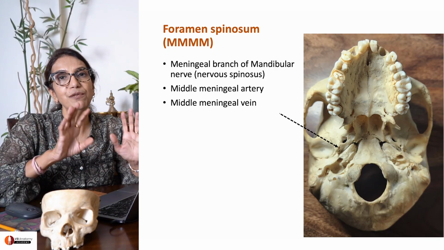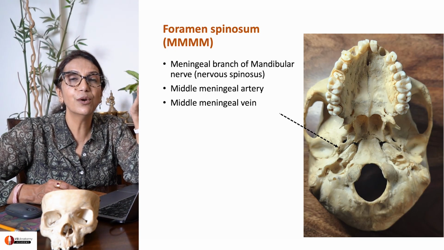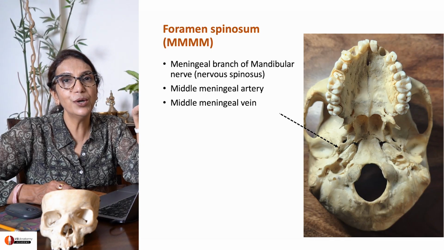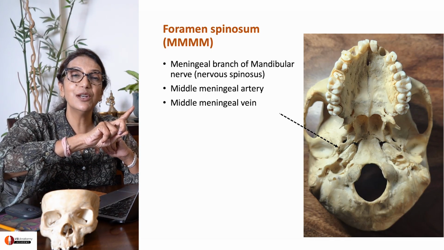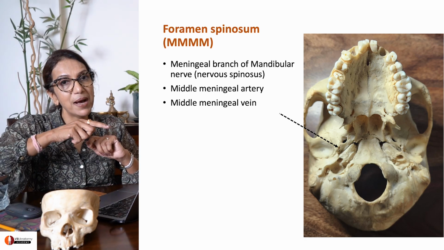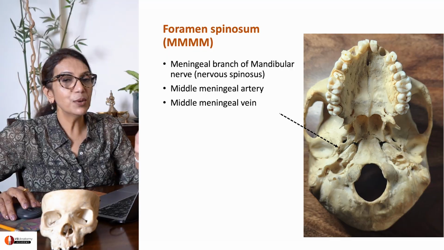Mandibular nerve comes out of foramen ovale in a big hurry, okay? And then realizes, oh, I forgot to supply the meninges. So what it does is it gives a little branch that passes through the window. Who's the window? Foramen spinosum. Passes through that and supplies the meninges. Okay, so that's how it goes.